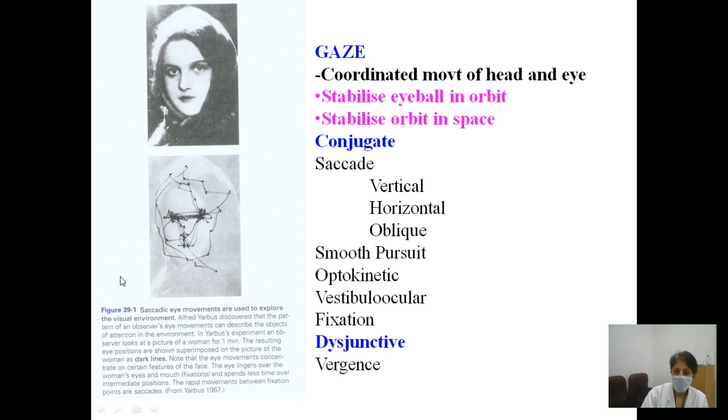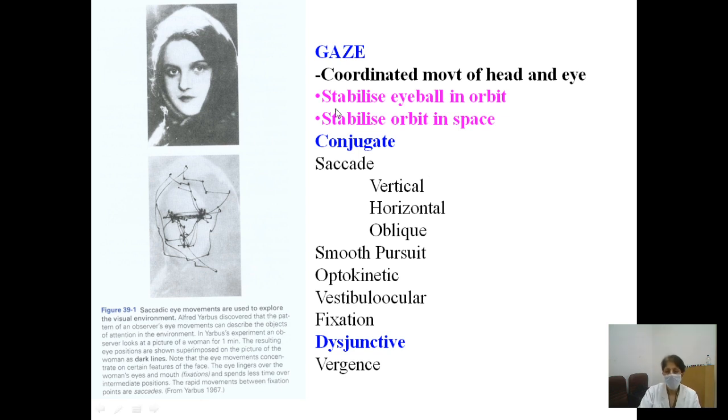Okay, so there are two types of movement: the conjugate movement and the disconjugate or disjunctive movement. Conjugate movements are those in which the eyeballs move in the same direction simultaneously through the same amount. They are known as yoke movements. Disjunctive movements are movements in which the eyeballs move in opposite directions and maybe to different amounts.